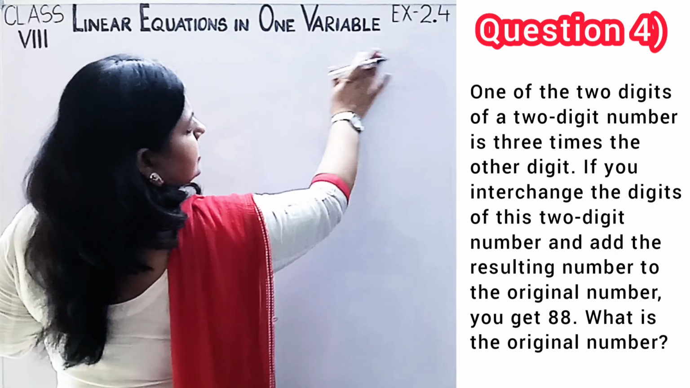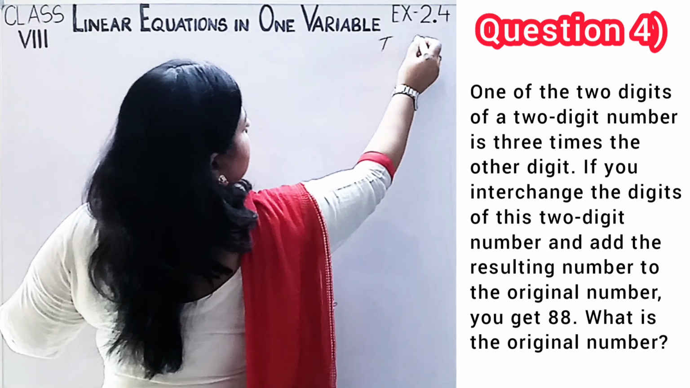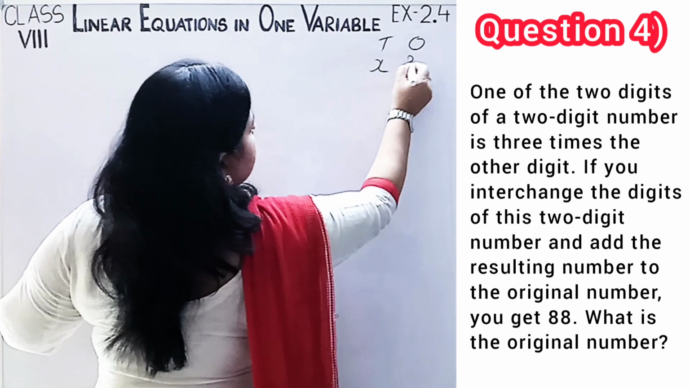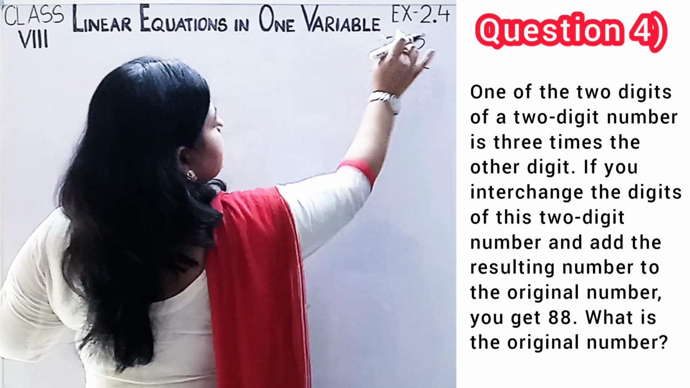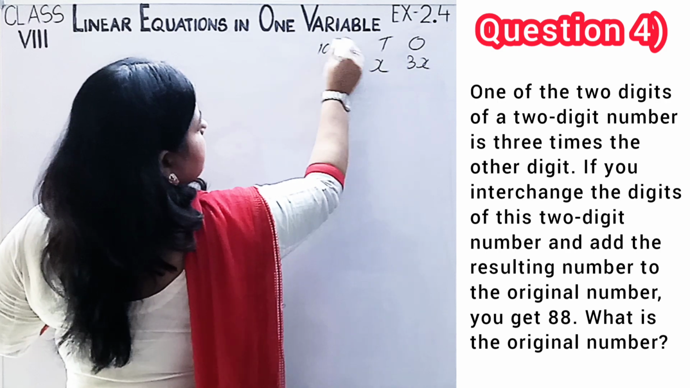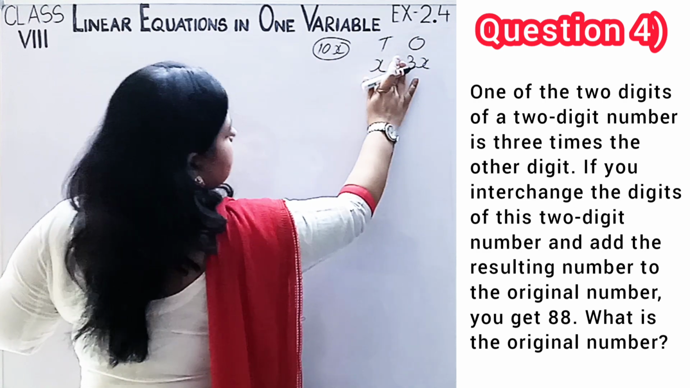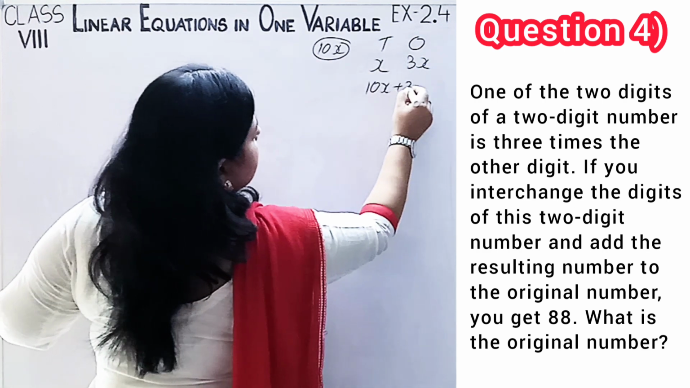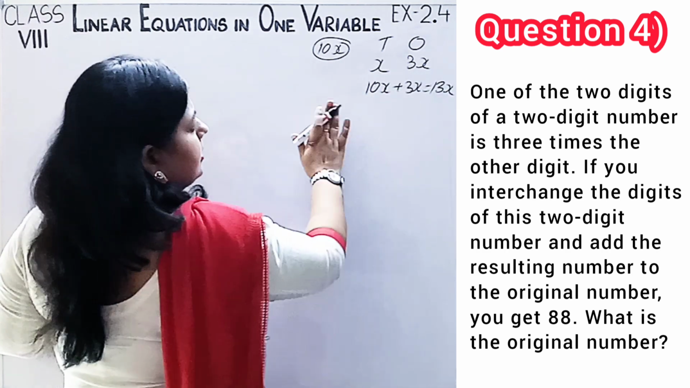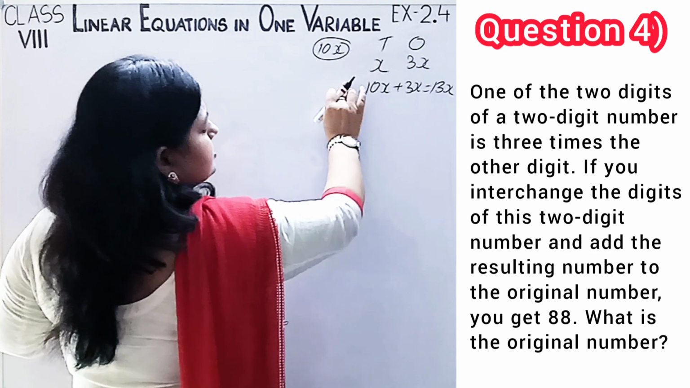So let the digits at tens place and ones place be x and 3x. Here at tens place is x, and at ones place we have 3x. We know that tens means 10, so here tens place is 10, and x we have already, so this is 10x. It means 10x plus 3x will become 13x.